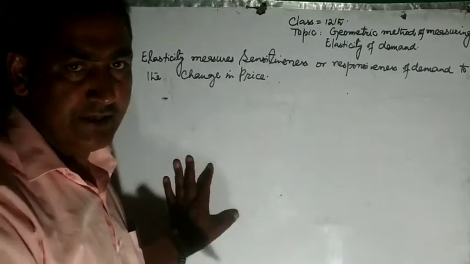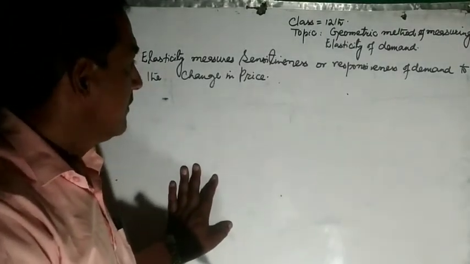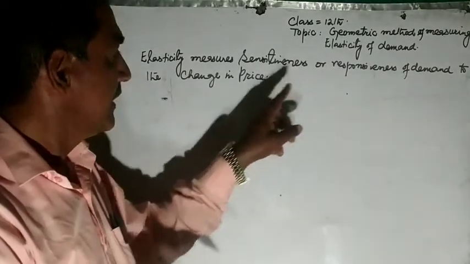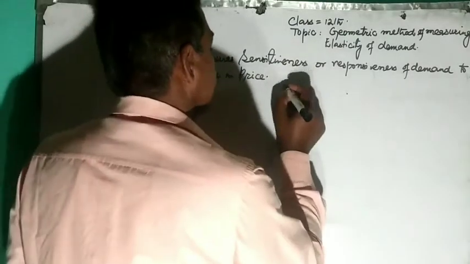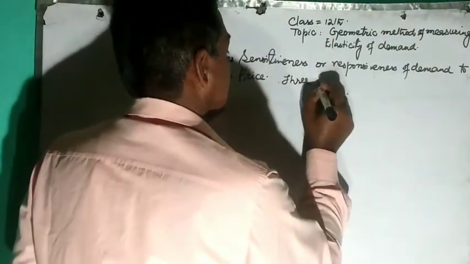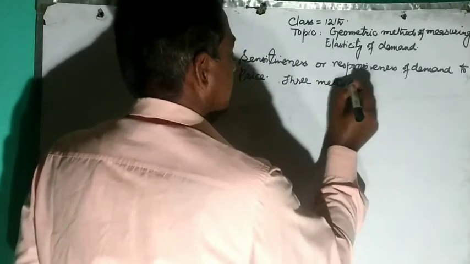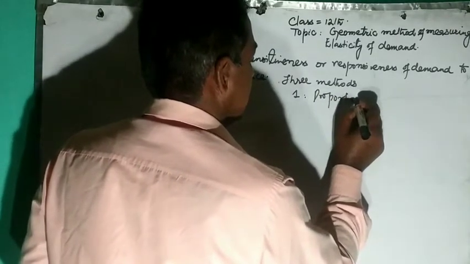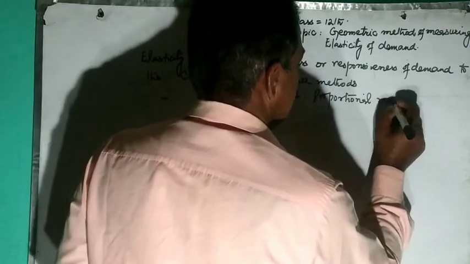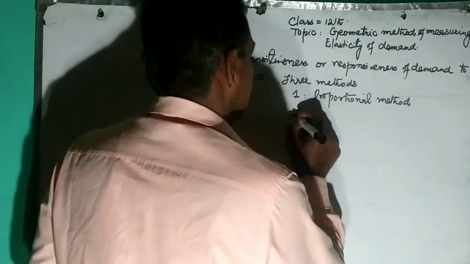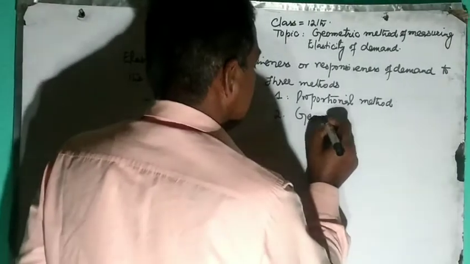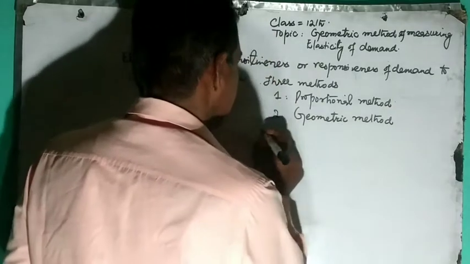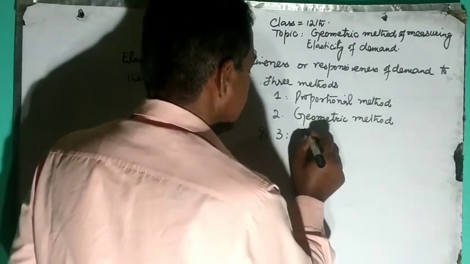Economists have used three methods for the measurement of price elasticity, for measurement of elasticity of demand. Three methods. One, proportional method. Two, geometric method. And third is total expenditure method.